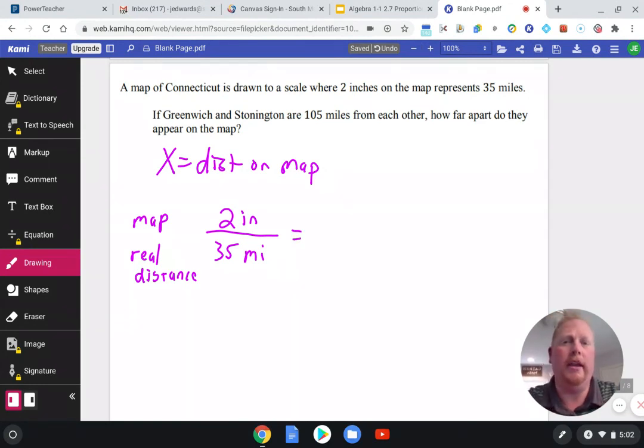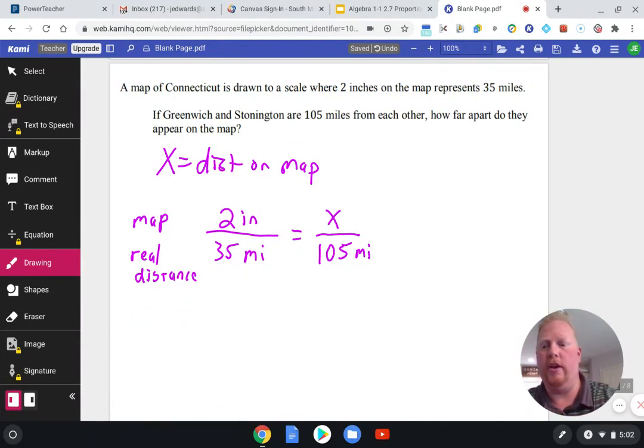So when I set up my second fraction, it says how far apart do they appear on the map? I have no idea, so that's my variable. But in real life, they're 105 miles from each other. Notice I even put the labels on there, inches and miles. That's a good way to verify that you've got things lined up correctly.